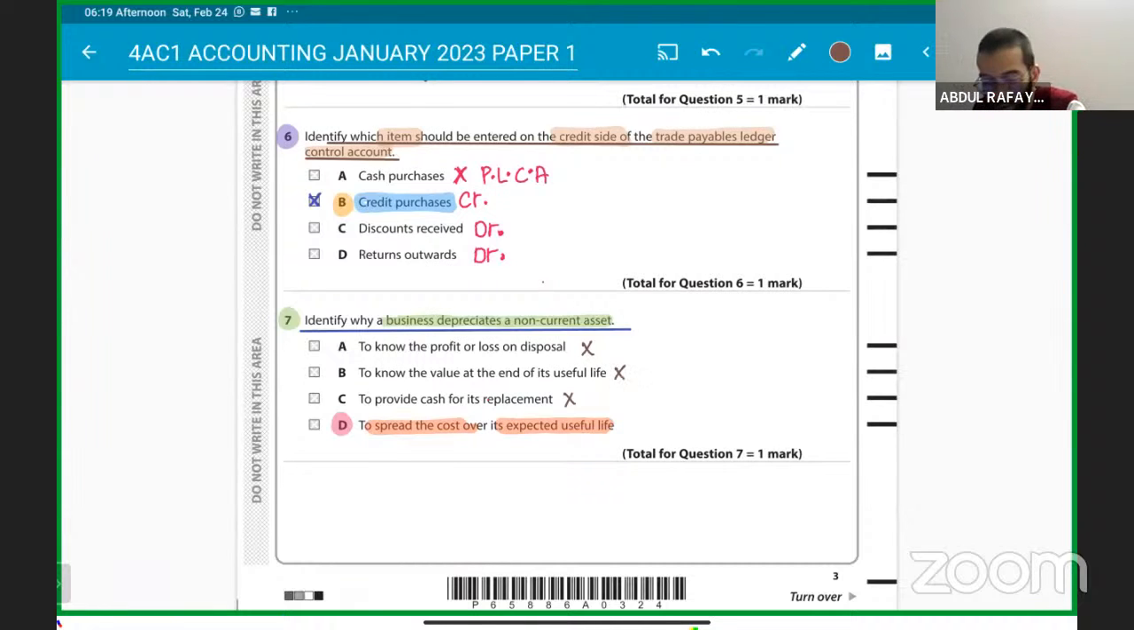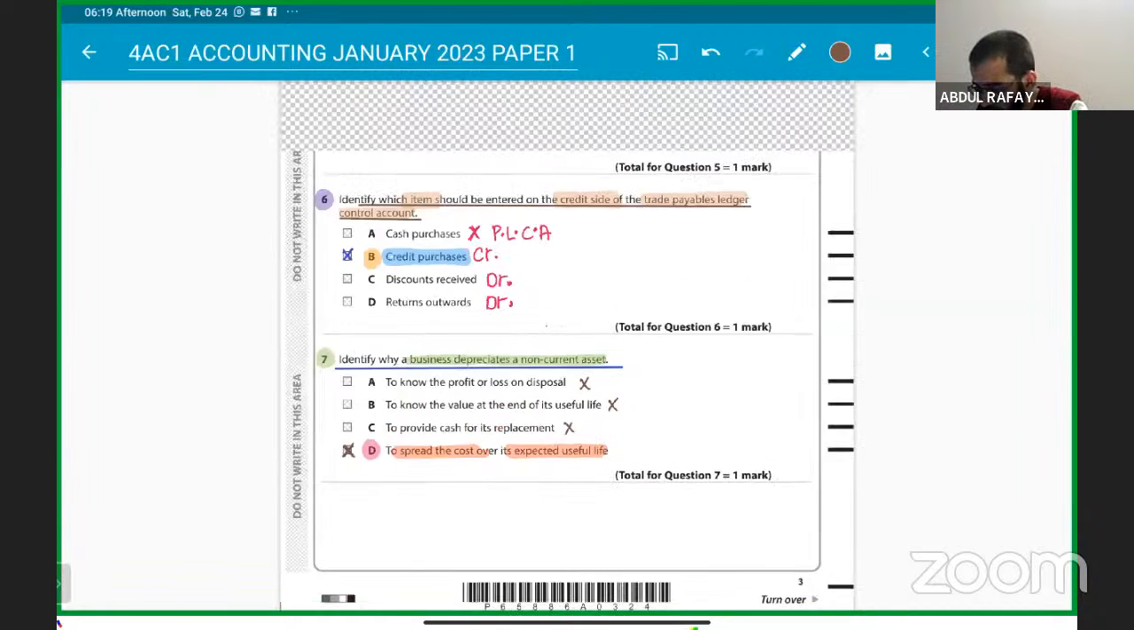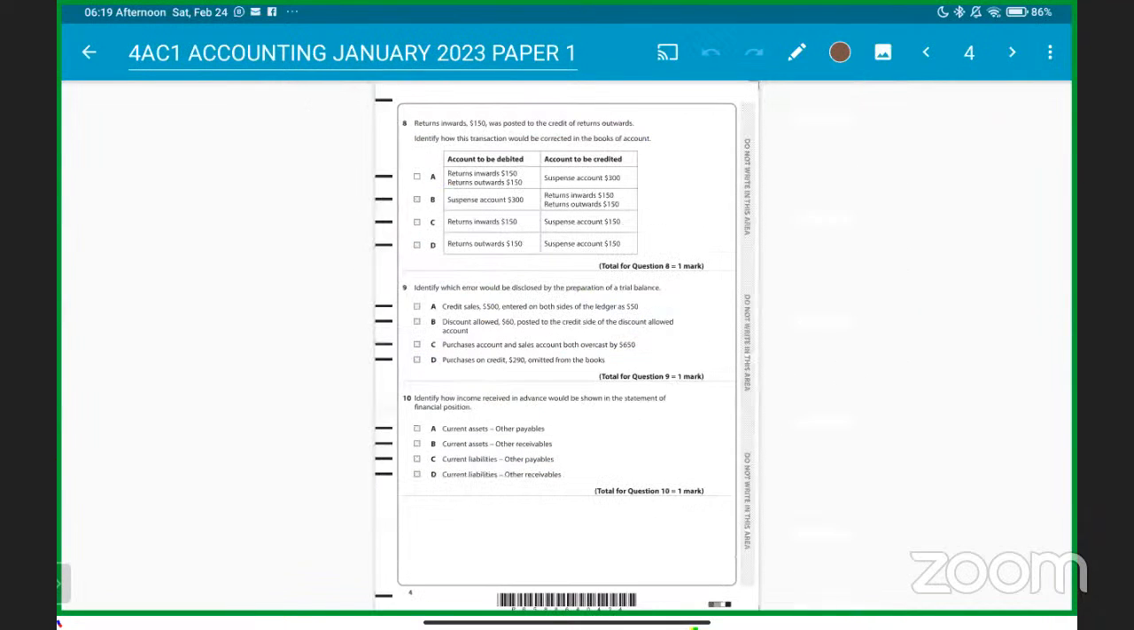And to know the value, it's not like that. The value at the end of the useful life can be 0 as well. So the answer for 7 will be D. Got that clear? Move forward. Yes, sir. So we have done 4, 5, 6, 7.